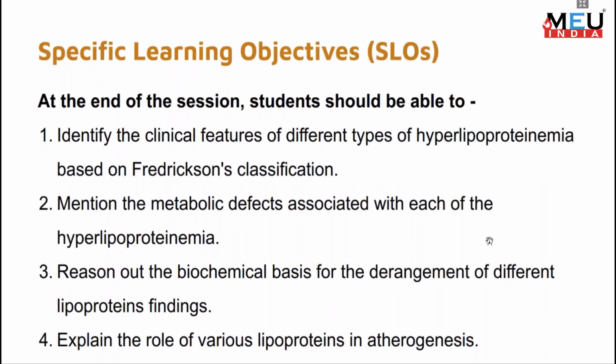So the specific learning objectives, the SLOs: at the end of the session, the students should be able to identify the clinical features of different types of hyperlipoproteinemia based on Fredrickson's classification. Mention the metabolic defects which are associated with each of the hyperlipoproteinemias. Reason out the biochemical basis for the derangement of different lipoprotein findings. Explain the role of various lipoproteins in atherogenesis.